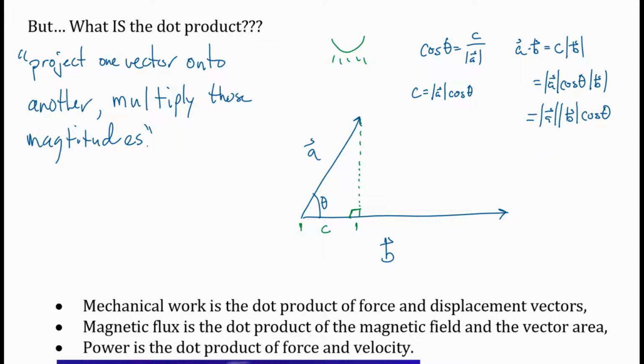I'm not sure. Apparently, magnetic flux is the dot product of the magnetic field and the vector area. So if you were studying magnetic fields, the physics of magnetic fields, or from an engineering perspective, I think that would make sense to you. It doesn't make a lot of sense to me, quite frankly, but this is one of the real world applications of the dot product that I was able to find. Here's the best one, I think.